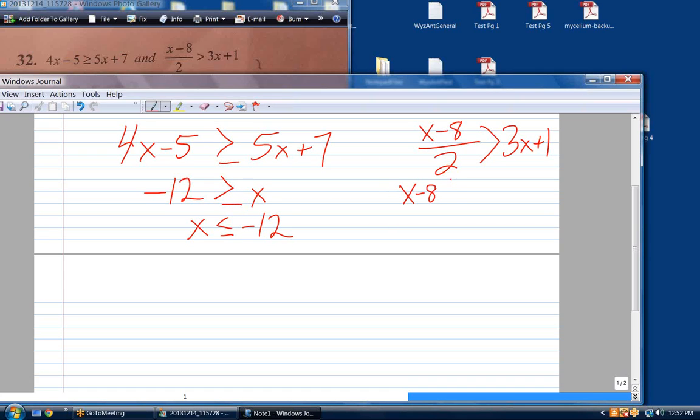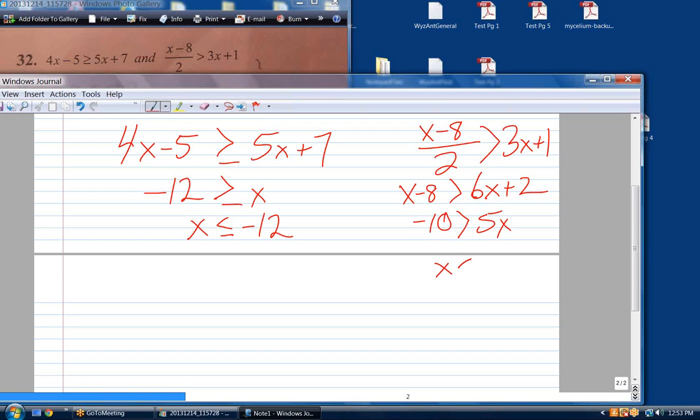And this one we got what? x minus 8 greater than 6x plus 2. So we have subtract x, 5x plus 2, and then, yeah, and then so let's see, x is less than minus 2. Yep.